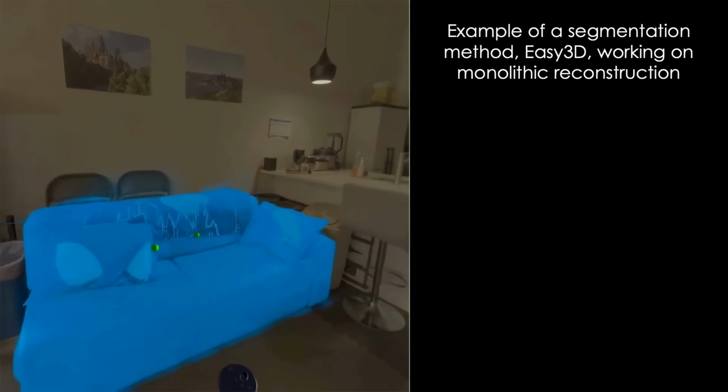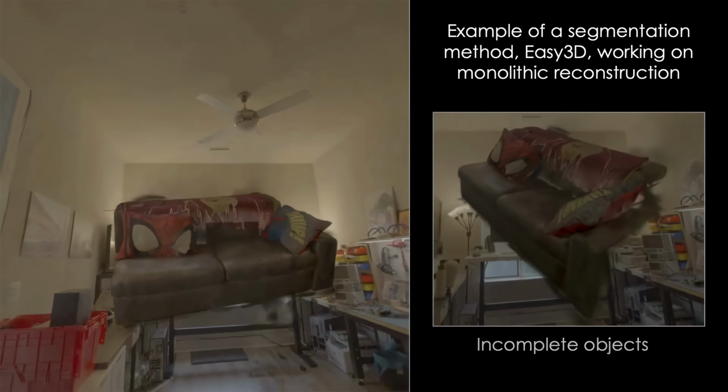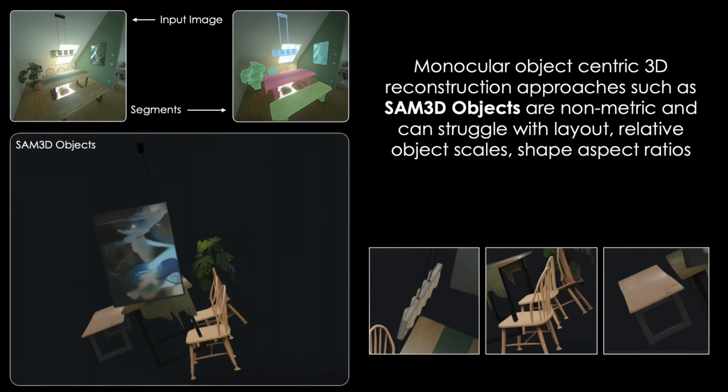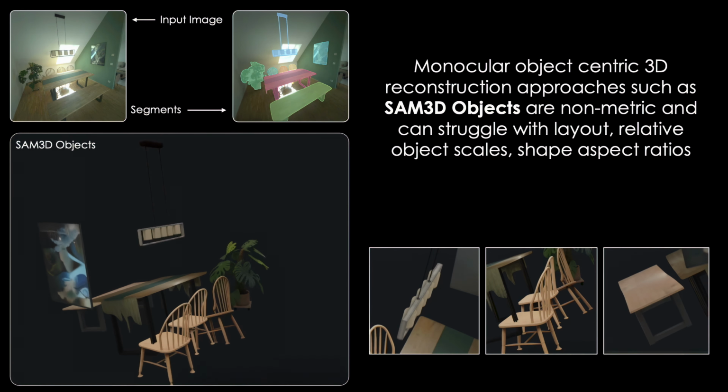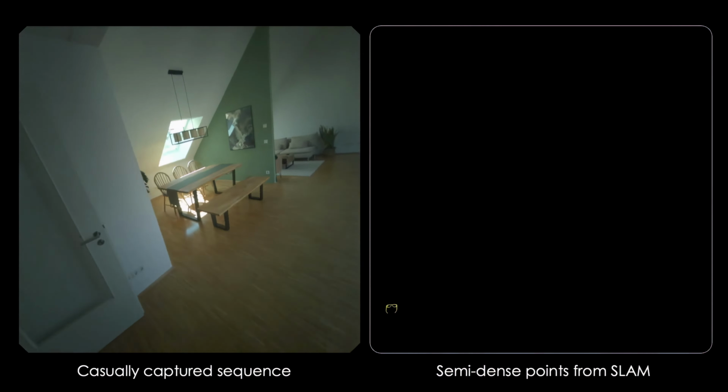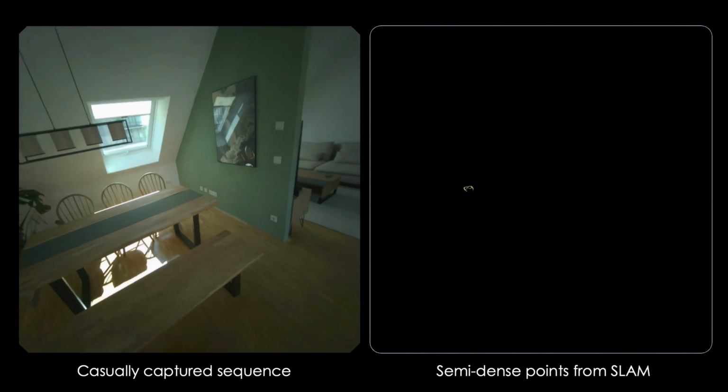Further, even if you segment out one object in post-processing, these would be incomplete in the occluded regions. Here's another example where the same thing happens in scene-centric reconstruction, but with a different method and different 3D representation. On the other hand, there's the object-centric reconstruction paradigm, where reconstruction is performed on a per-object basis. Existing monocular approaches in this domain can sometimes struggle with the layout, the relative scale of objects, and maintaining correct shape aspect ratios in cluttered environments, in addition to being non-metric. To this end, we present ShapeR.